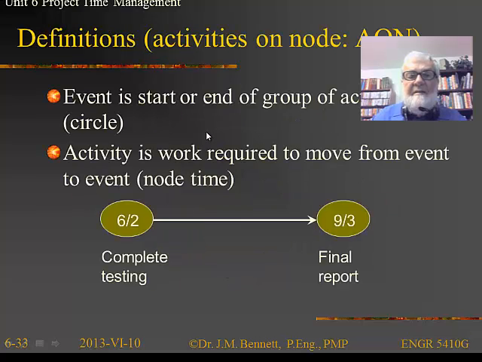Now, for the activity on the node, the event is the start or end of a set of activities, which basically has a circle associated with it. In that circle, we've got an identifier saying this is activity 6, and this is the length of time to do it. So in this case, we would interpret this as activity 6, complete the testing, which will take 2 time units to complete. When we get that done, we can then prepare the final report because now all our testing is finished. That is activity 9, and it's going to take 3 time units to complete.